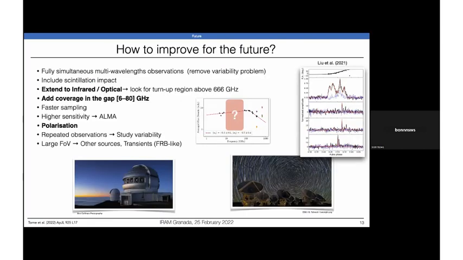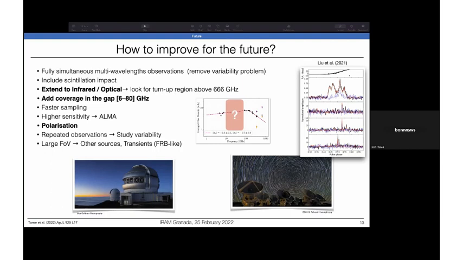And just last minute, how can we improve? Because this was an experiment, really. We didn't know if this would work. It was the first time applying all these algorithms. My dream always is to have the multi-wavelength observations of magnetars fully simultaneous, but it's very difficult. We should try to extend to the infrared and the optical.